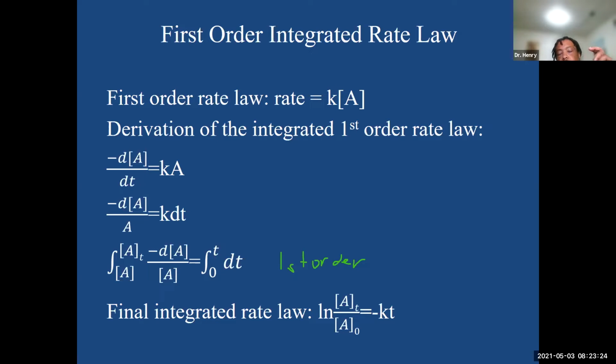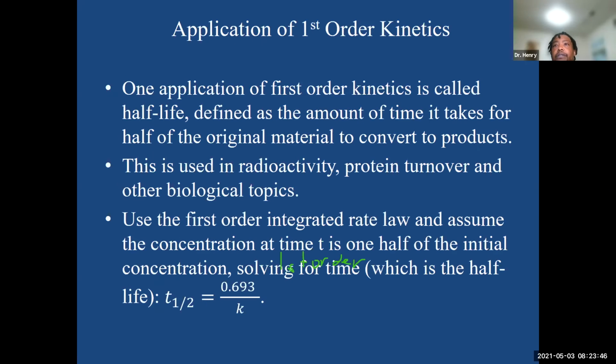Okay, so first order reactions are often used when we're trying to determine half-lives. When you're trying to figure out half-lives for radioactivity, or the half-life of a drug, or half-life of proteins being turned over, the way that you calculate the half-life is using that first order reaction.